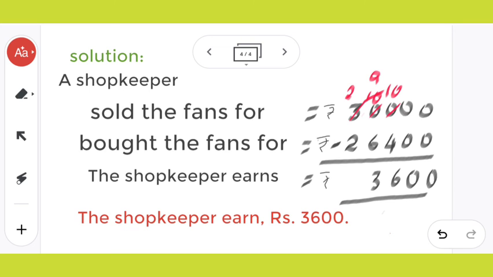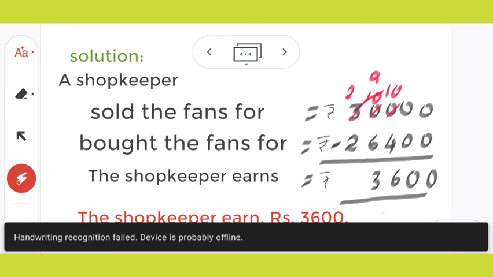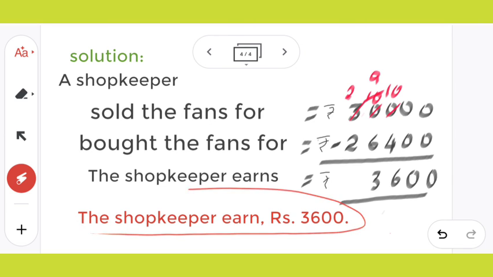Last, we have to write the answer. The shopkeeper earns rupees 3,600. So this much you have to do to complete the answer.